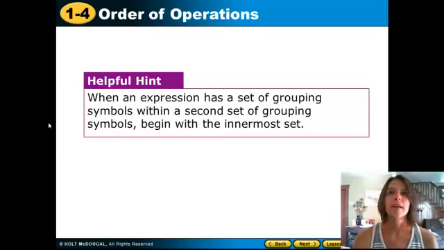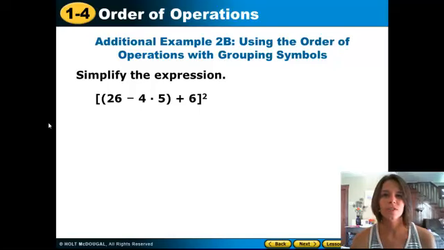Here's a great hint. When an expression has a set of grouping symbols within a second set of grouping symbols, begin with the innermost set. So let's look at an example of that. Usually when two sets of grouping symbols are given, one will be parentheses and the outermost will be the brackets. So let's start with those parentheses, and then we'll move to the brackets, and on the very outside of the brackets there happens to be a power. But I'm not going to apply that exponent until everything within those parentheses and grouping symbols is simplified.